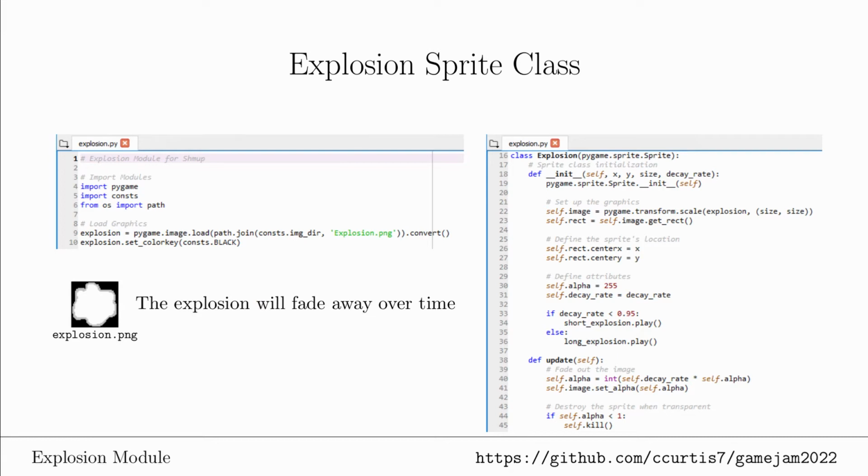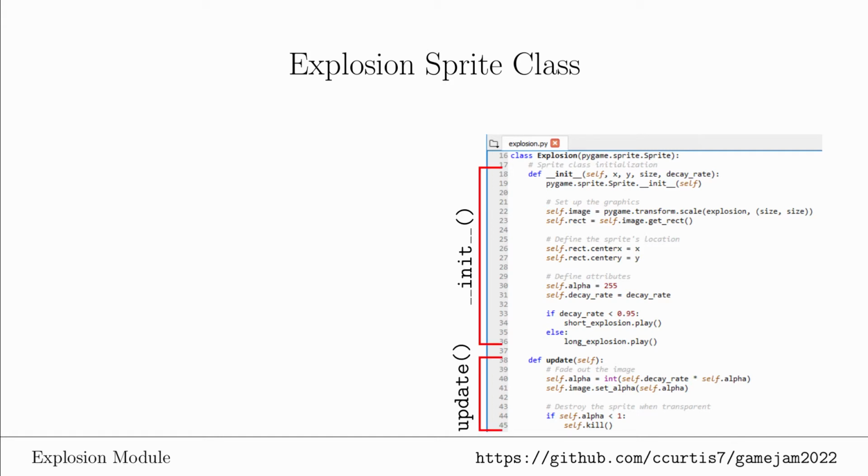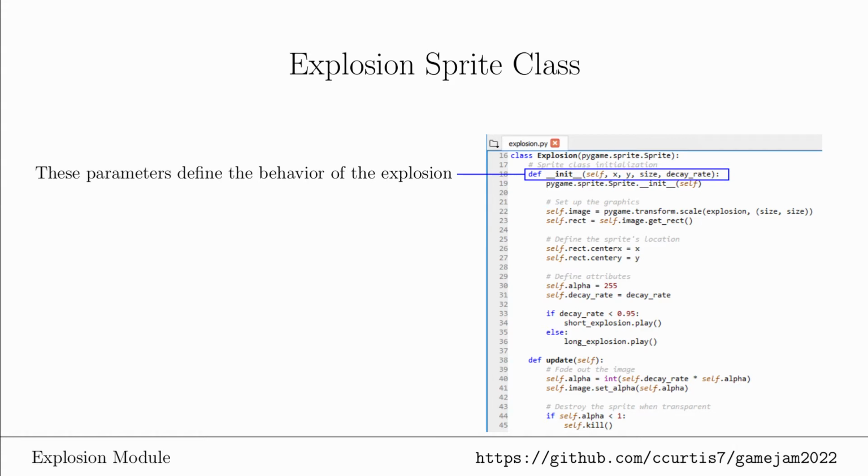Rather than animating the explosion, we're just going to make it fade away over a few frames. This will create the sense of dust settling. The explosion class will have both an initialization and an update method. For the initialization method, we're going to need to give it quite a bit more information. We will want the explosion to appear in the correct place, which is why we are passing it an X and a Y coordinate. We're also going to control the size of the explosion.